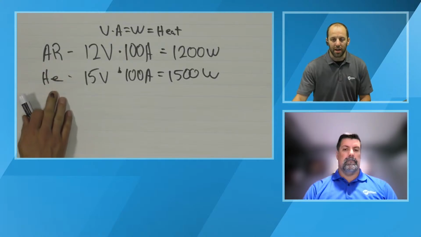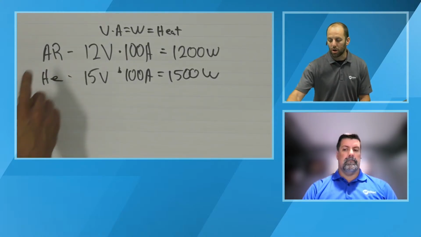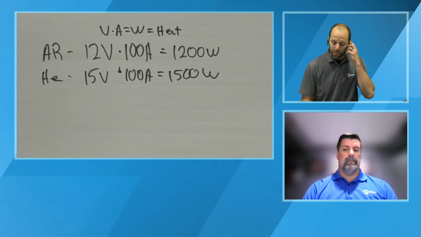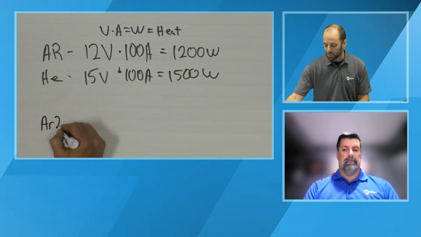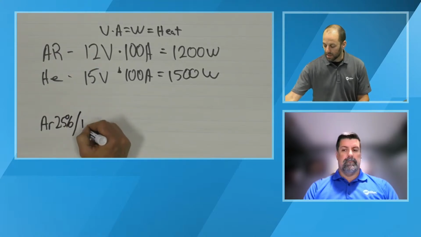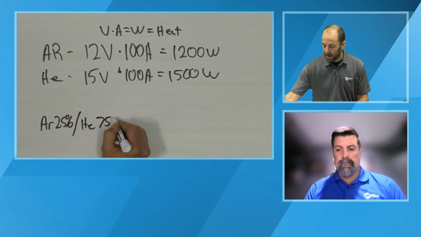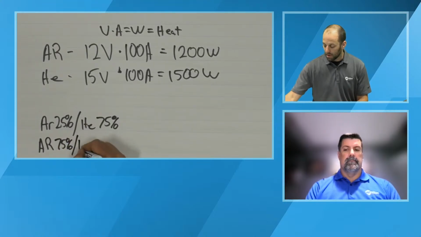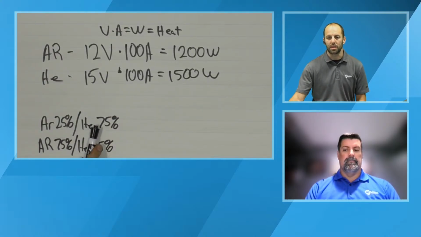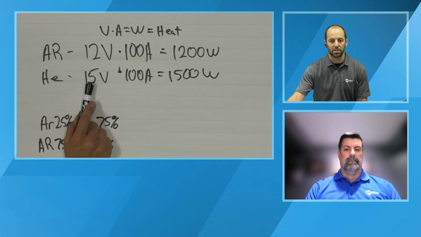So that's purely talking about a pure argon and a pure helium. What we do see is that a lot of times people will go with a blend, like an argon at about 25% and helium at 75%, or flip-flop that, argon at 75% and helium at 25%. This can affect our puddle fluidity, because there's more heat into the system.